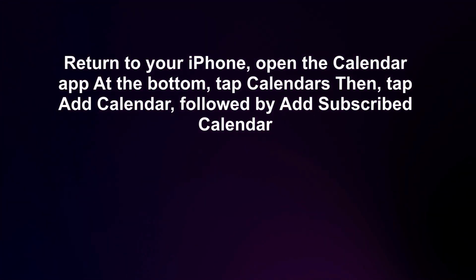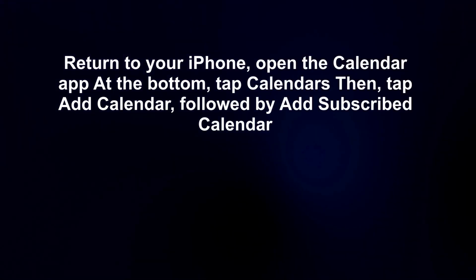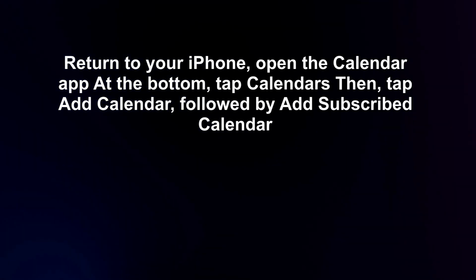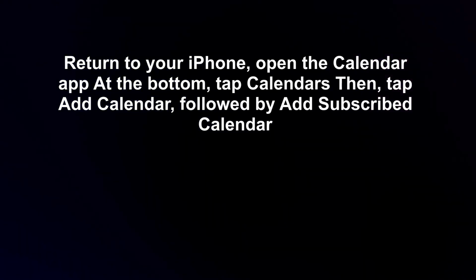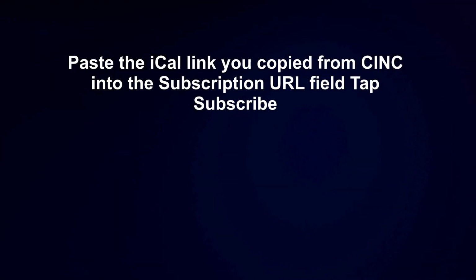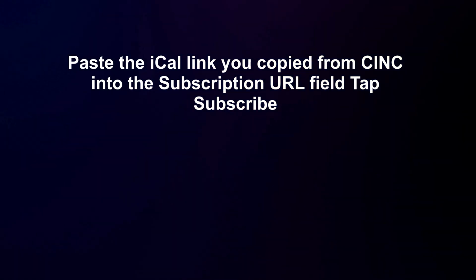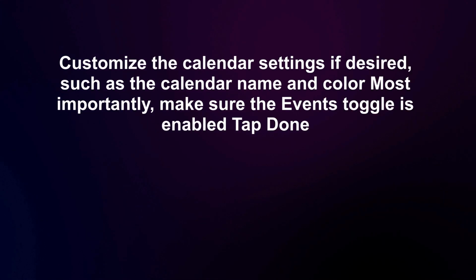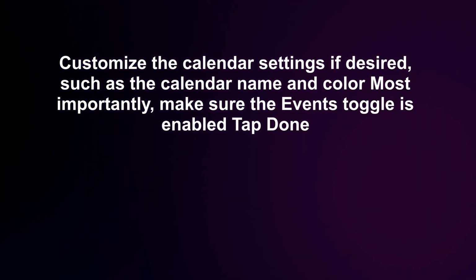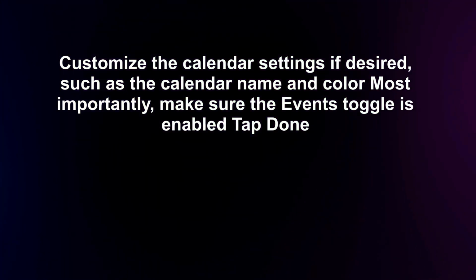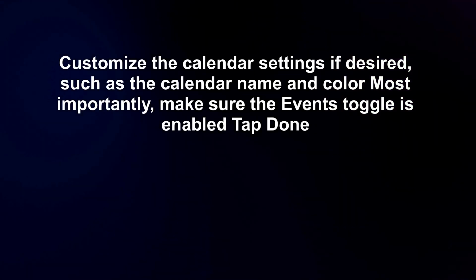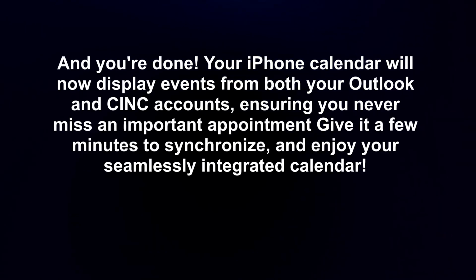Return to your iPhone, open the Calendar app at the bottom, tap Calendars, then tap Add Calendar, followed by Add Subscribed Calendar. Paste the iCal link you copied from Cinc into the subscription URL field. Tap Subscribe. Customize the calendar settings if desired, such as the calendar name and color. Most importantly, make sure the Events toggle is enabled. Tap Done. And you're done.